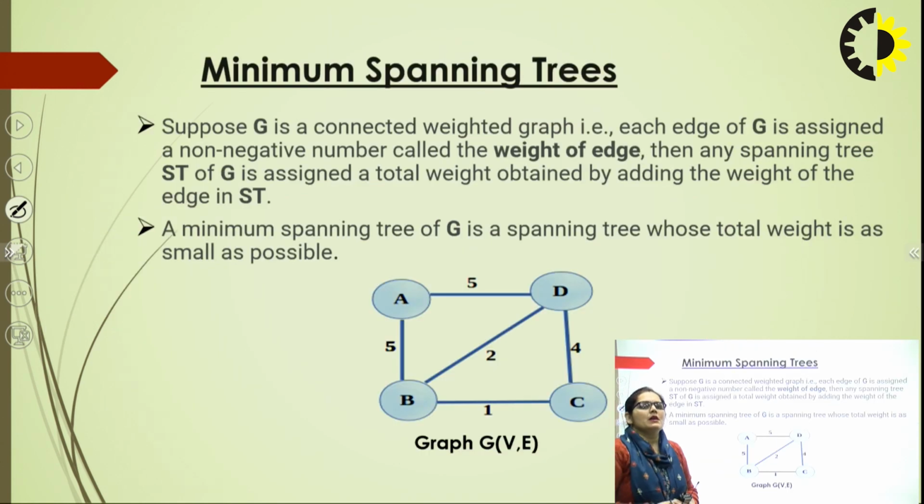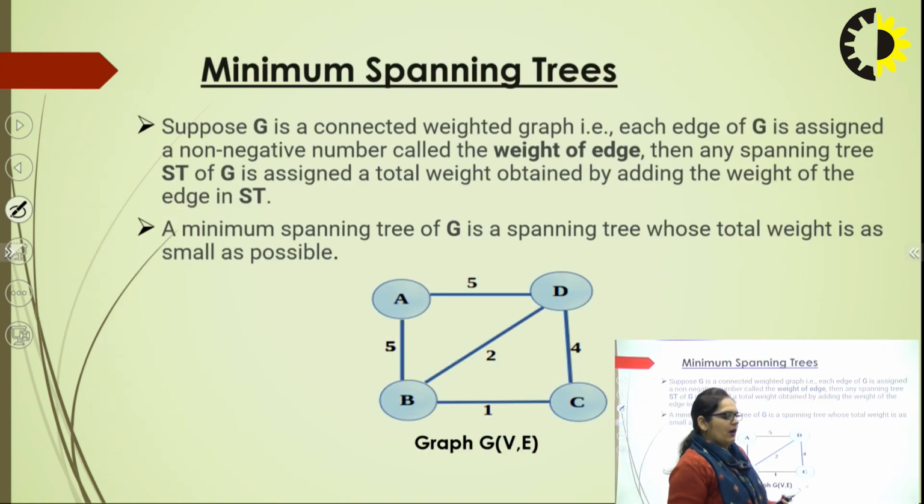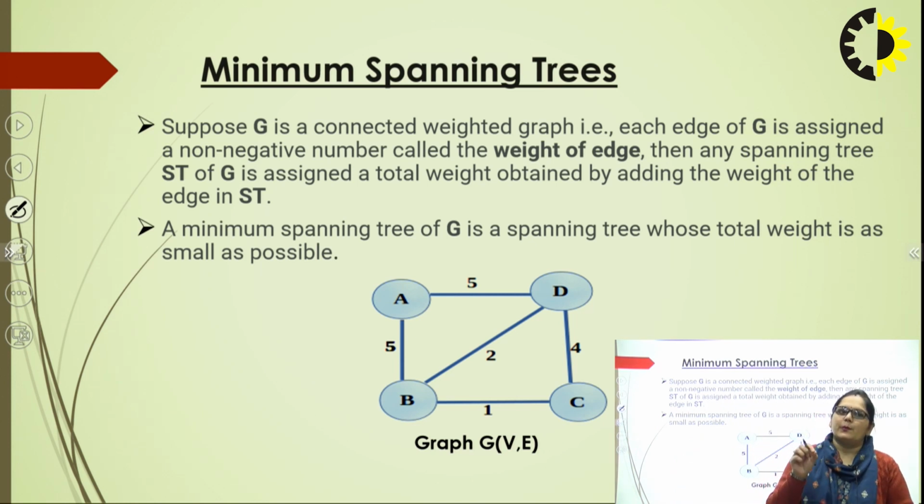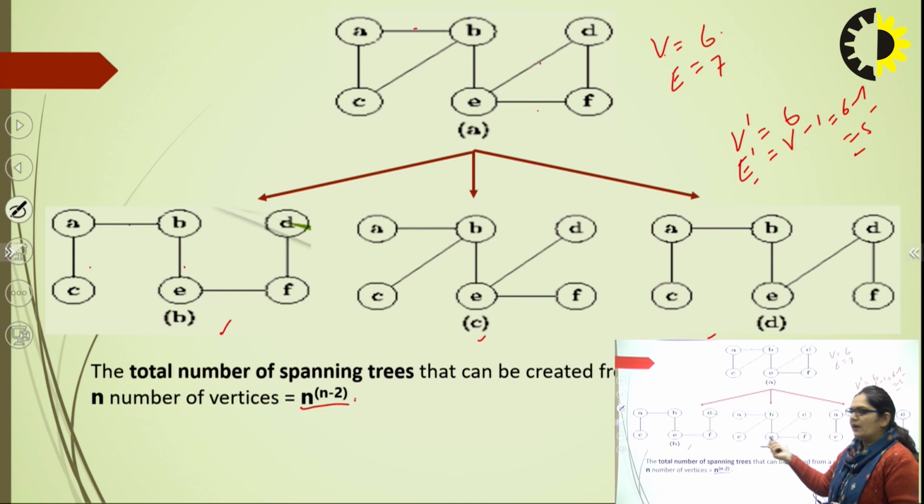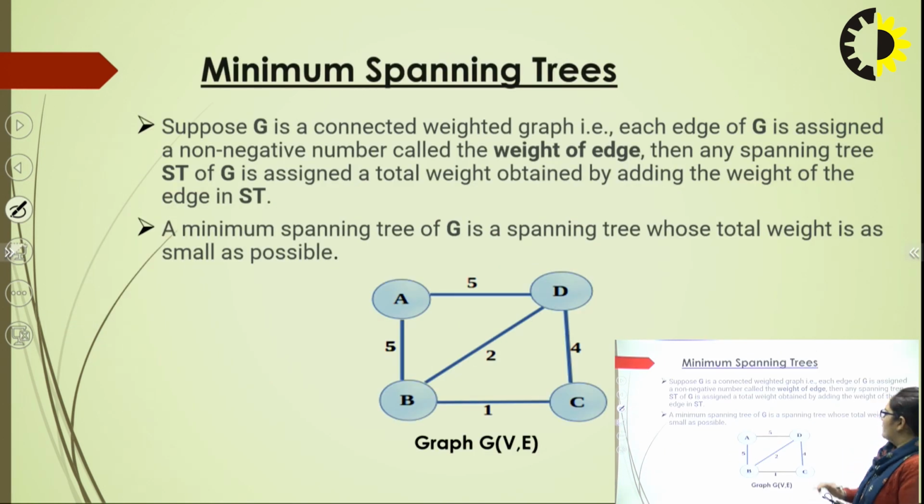So our problem, or our topic, is to find the spanning tree which has the minimum cost. You have to find the minimum cost spanning tree. Till now we have discussed unweighted graphs. For an unweighted graph you can have various spanning trees. But if you are given a weighted graph, each edge will have a non-negative number, which is the weight of the edge, or you can say the cost of the edge.